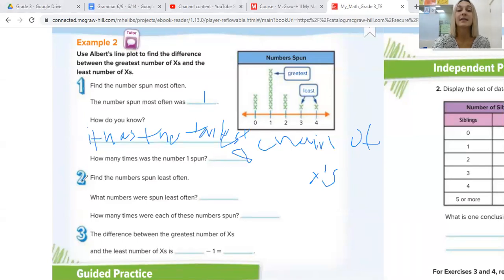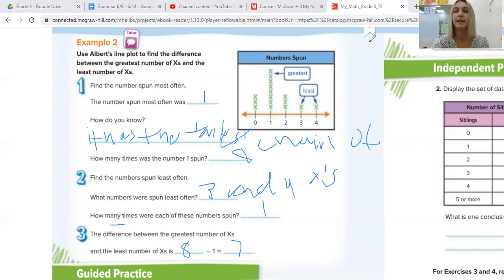Okay, find the numbers spun least often. There's more than 1, 3, and 4. And 4. How many times were each of these numbers spun? Just 1. So now we need to find the difference between. Remember, difference tells us we need to do what? Add, subtract, multiply, or divide. Difference. Difference tells us subtract. So we have the most was 8, the least was 1. We're going to subtract those, and the difference between the most and the least amount of x's is 7. Is our difference.